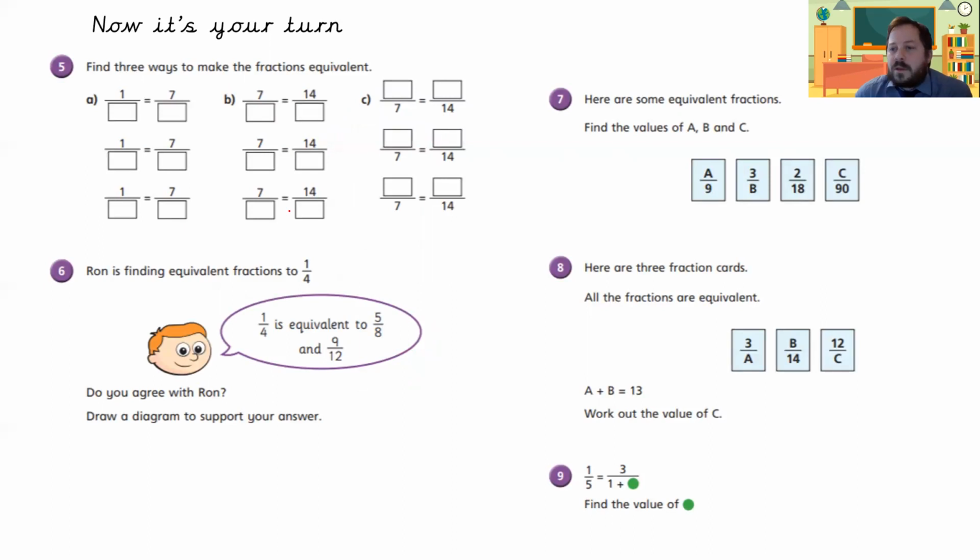So have a go at these ones. Just remember that top tip. Do the same to the top as you do to the bottom. Off we go.